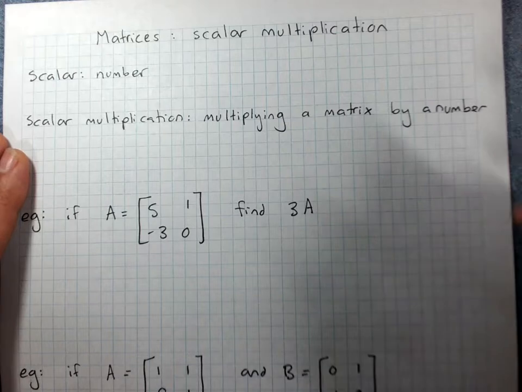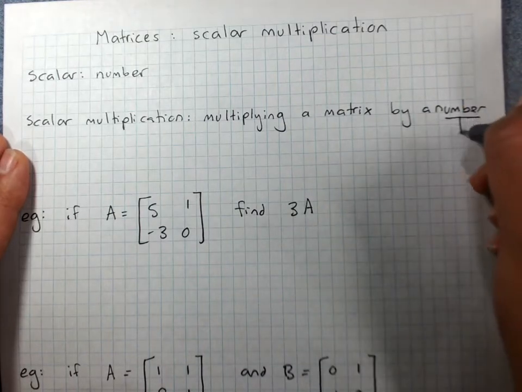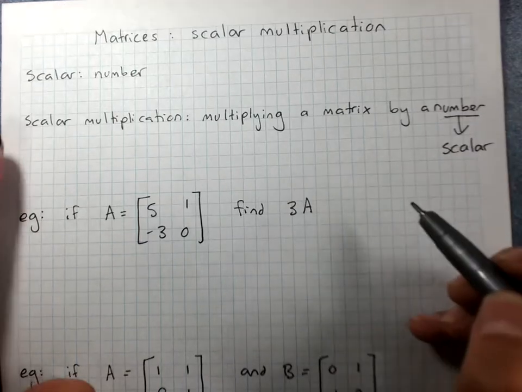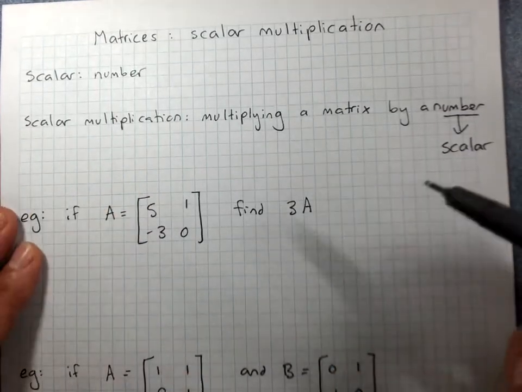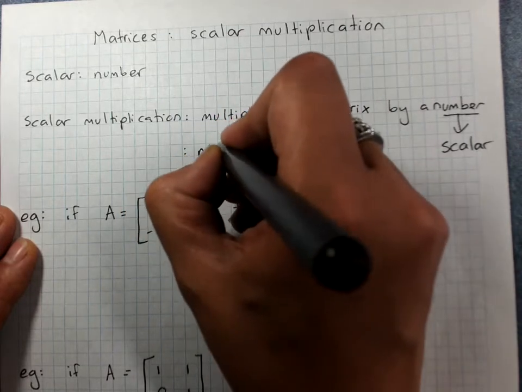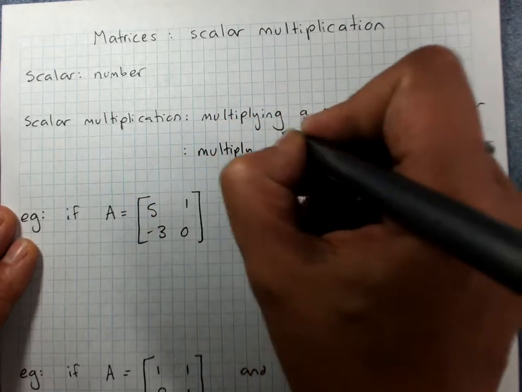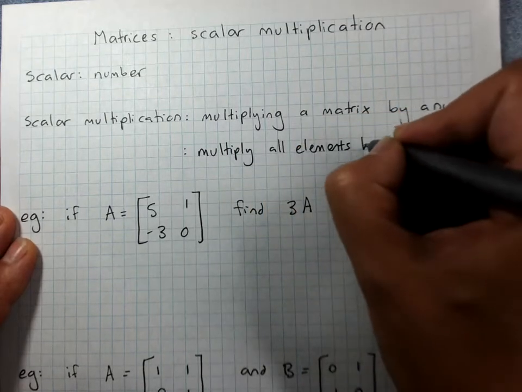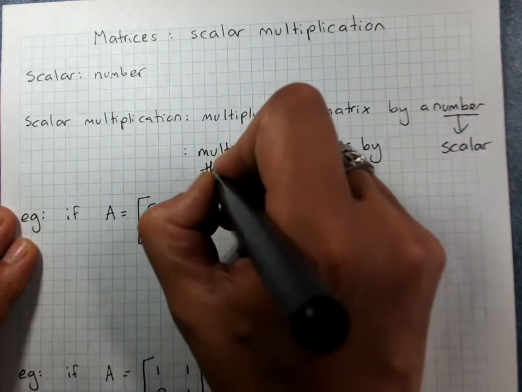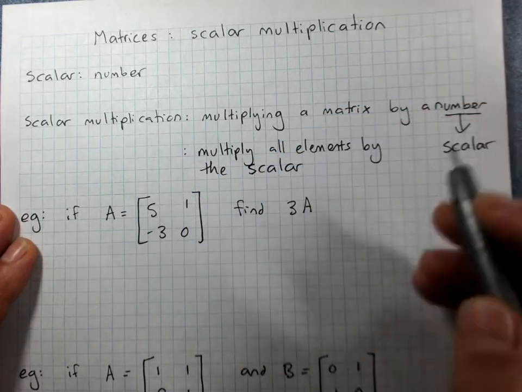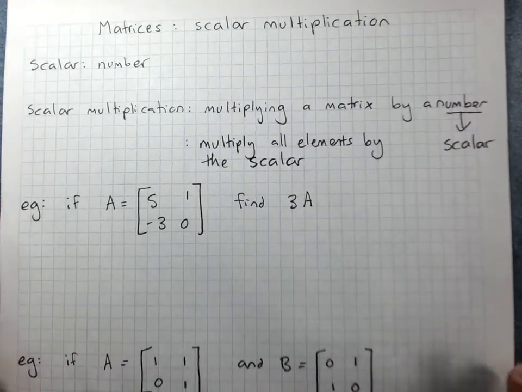And that number is known as the scalar, hence scalar multiplication. And the rule is just multiply all elements by the number. So it's quite simple, really.